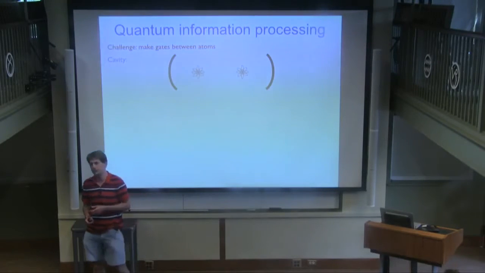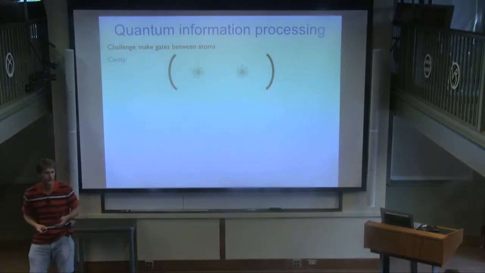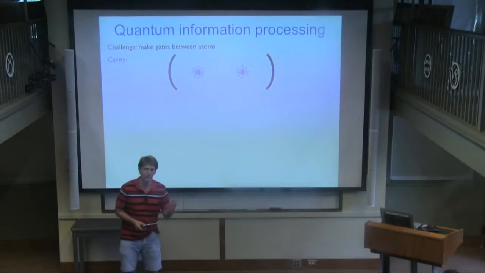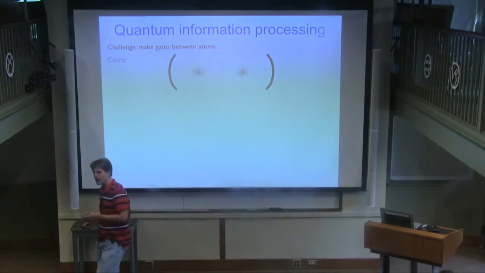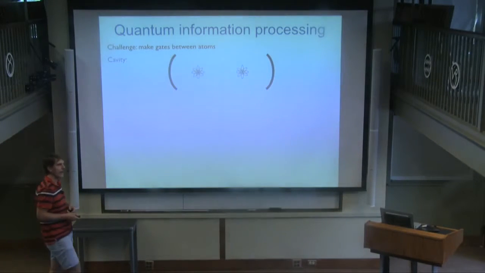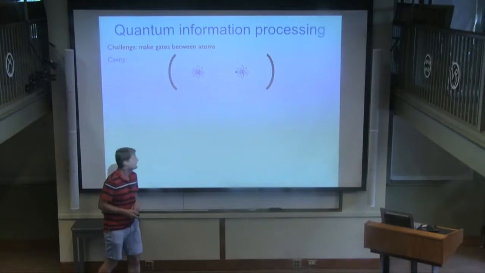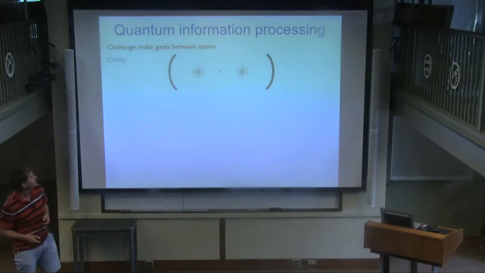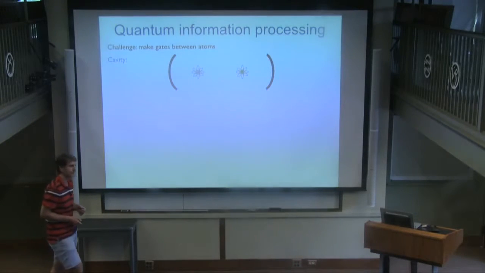So what we want to do is use this system to do quantum information processing. This was one of the oldest proposals, already back in 1995. Cirac and Zoller suggested that this could be a method of making gates between atoms. The idea is that one atom emits a photon, which bounces back and forth between these mirrors, and is finally absorbed in the other one.